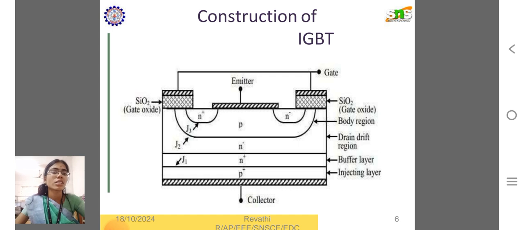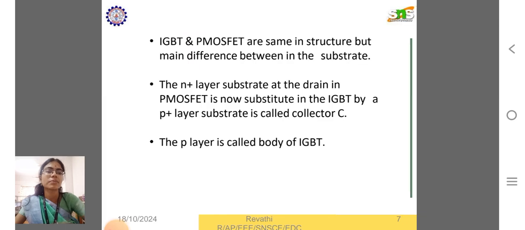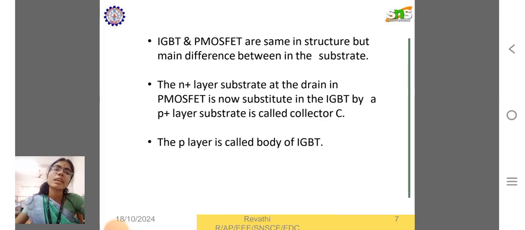A construction: silicon oxide, gate oxide, body region, drain drift region, buffer layer, and injecting layer, where the injecting layer acts as a p-type, which transfers the holes to the n-type through the injection method. IGBT and P MOSFET are the same in structure, but the main difference is in the substrate. The N layer substrate at the drain in the P MOSFET is substituted in the IGBT by a P plus layer substrate, called the collector C. The P layer is called the body of the IGBT.